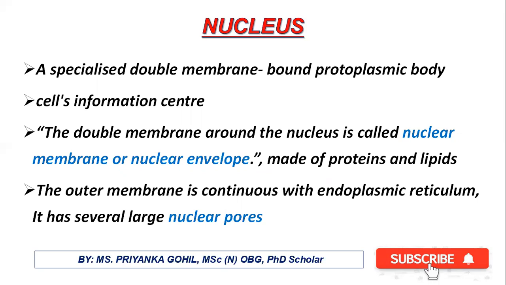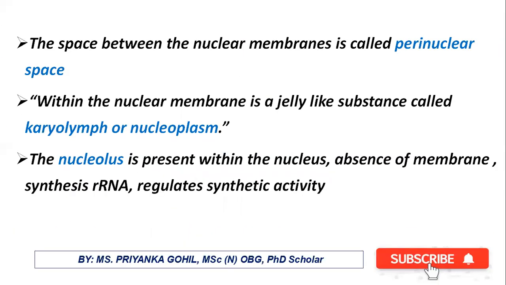The outer membrane of the envelope is continuous with the endoplasmic reticulum, and it also has several large pores on the surface, called nuclear pores. These pores help in the transport of large molecules, small molecules, and ions. There is a space between the double membrane of the nuclear membrane, called the perinuclear space, and within the nuclear membrane there is a jelly-like substance called the karyolymph or the nucleoplasm, which we have seen in the structure.